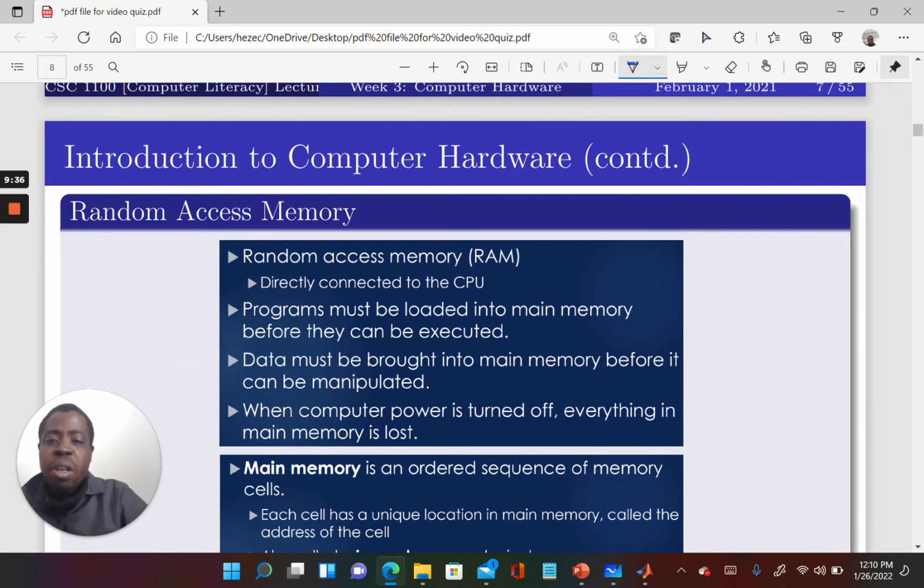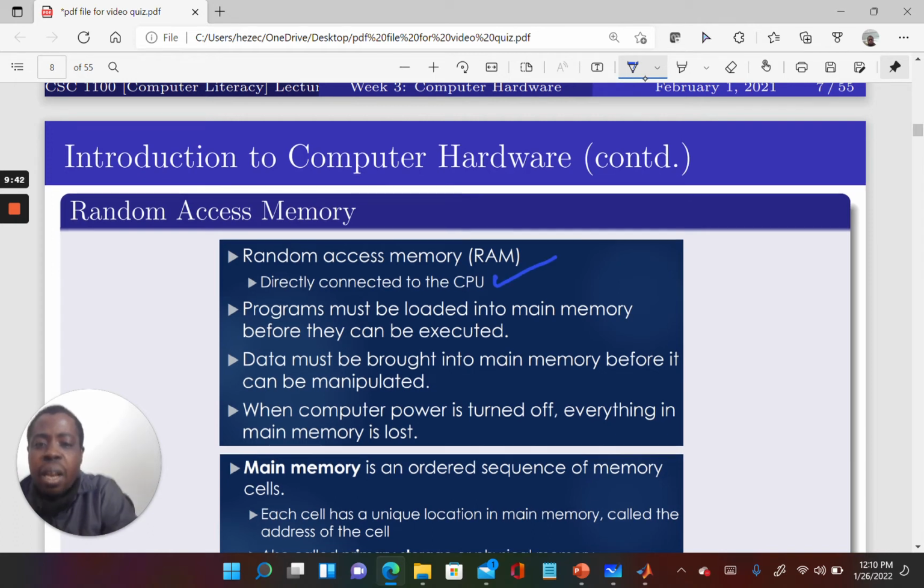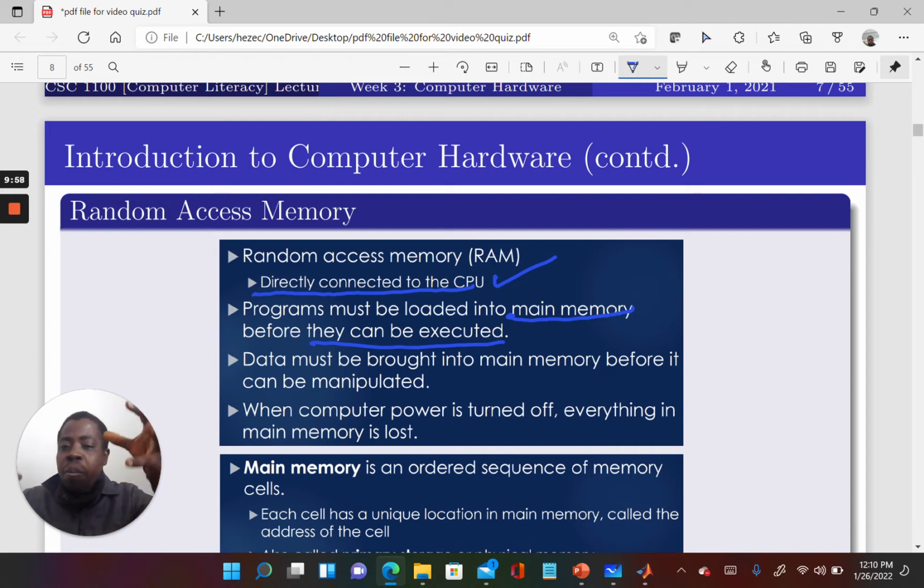Now, what is random access memory? Random access memory is the main memory, and it's directly connected with the CPU. The programs must be loaded into main memory before they can be executed. So when you open Microsoft Word to type, Microsoft Word is an application, so you must load it into main memory, which is the RAM, and it's volatile. Data must be brought into main memory before it can be manipulated. There is no other way, there is no shortcut. So when the computer power is turned off, everything in the main memory is what? Is lost. Everything in the RAM is lost.